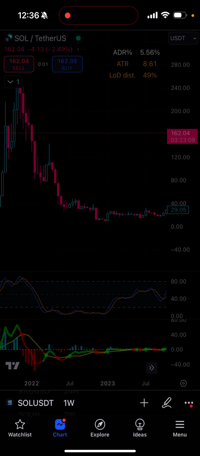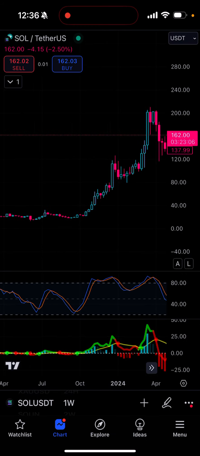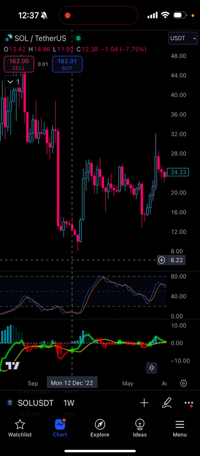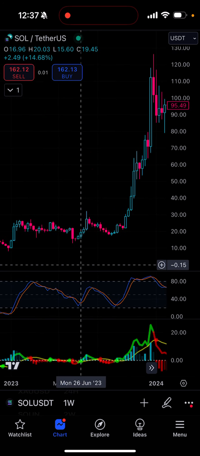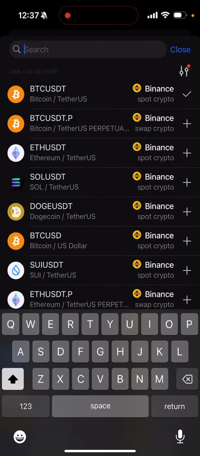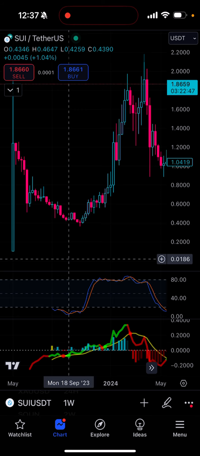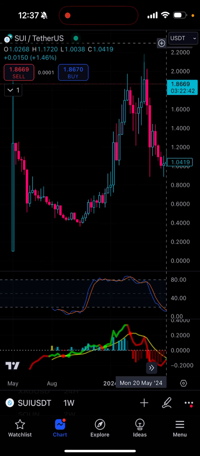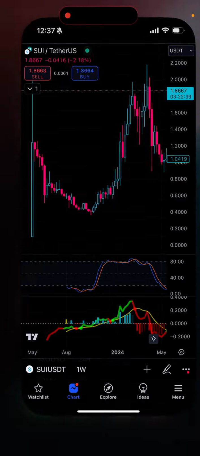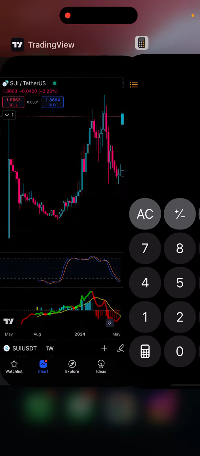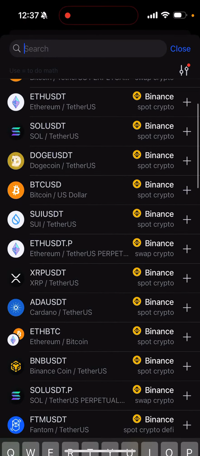If you kept buying Sol on the weekly again, you would have bought again probably around here, around December 22nd, at 12 bucks. You would have bought again here at $19. So Sol, then you look at whatever SUI is. You would have bought SUI right here at the close of 43 cents before it ran up to these highs of 2.1. So 210 divided by 40 equals, you would have made a gain of 525%.